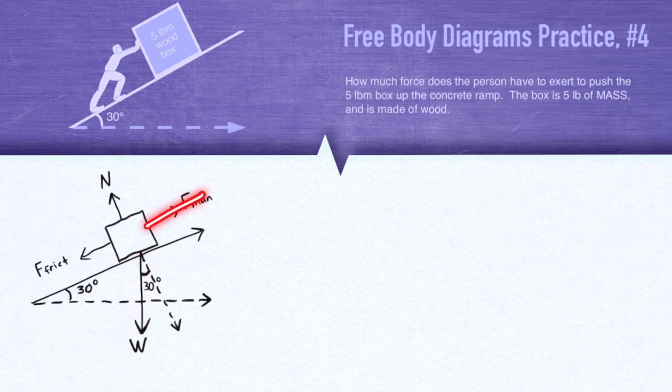But the force of the man, the force of friction, and the normal force are all acting in non-cardinal directions. So the reason why I recreated this picture to look like this is so that we can rotate the free body diagram 30 degrees, and then this force, that force, and this force will be in a cardinal direction. And then the only force that we have to worry about, the x and y components, is going to be the force of gravity, which causes weight.